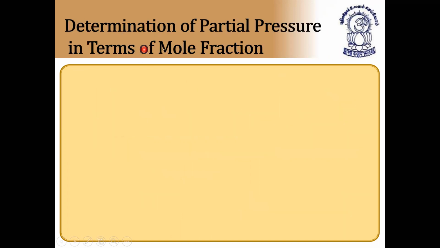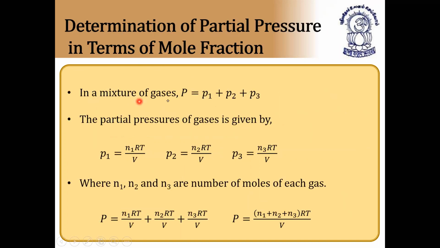Now, determination of partial pressure in terms of mole fraction. In a mixture of gases, let us say P is equal to P1 plus P2 plus P3. This is the application of Dalton's law. That is, the total pressure exerted by the gas mixture is equal to the sum of its partial pressures, say P1, P2, P3. So how to find P1? P1 is equal to N1RT by V. From the ideal gas equation, we know PV is equal to nRT. So the volume becomes the same volume for all three gases, in a 1 liter or 10 liter capacity container. So we can take P1 is equal to N1RT by V, P2 is equal to N2RT by V, and P3 is equal to N3RT by V, where N1, N2 and N3 are called the number of moles of each gas.